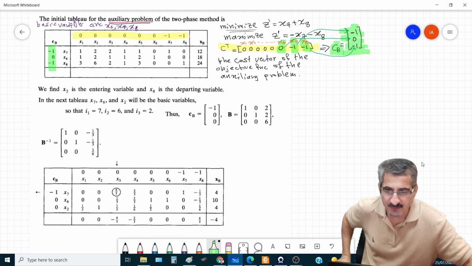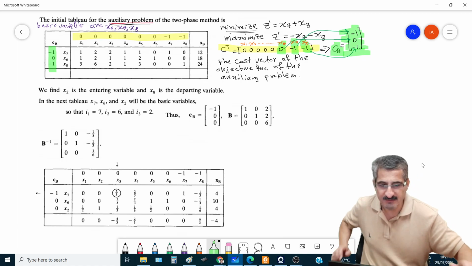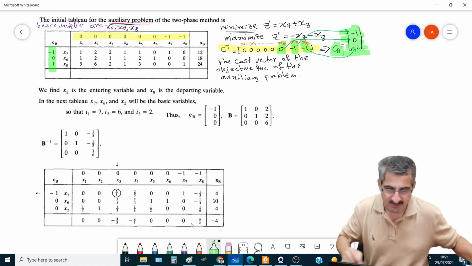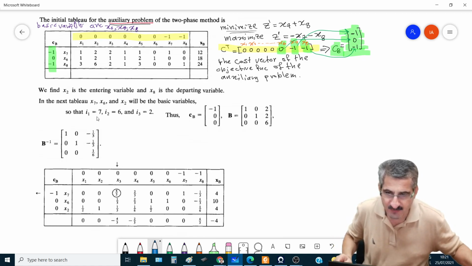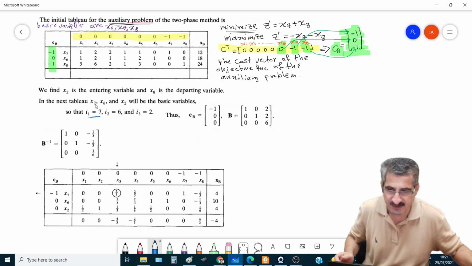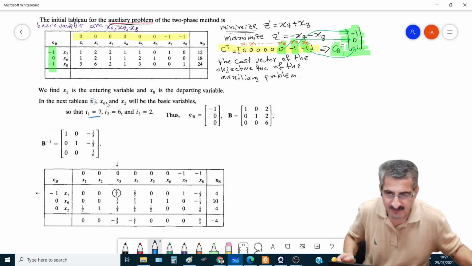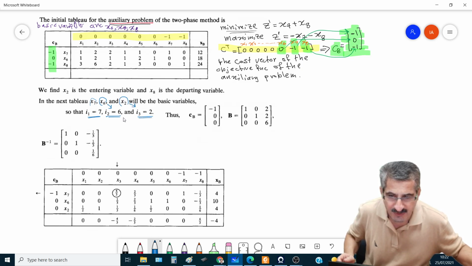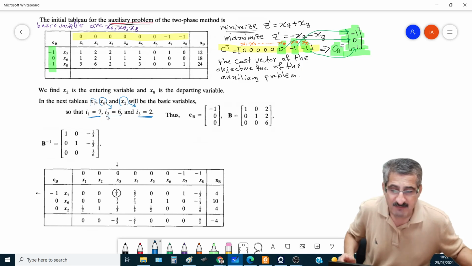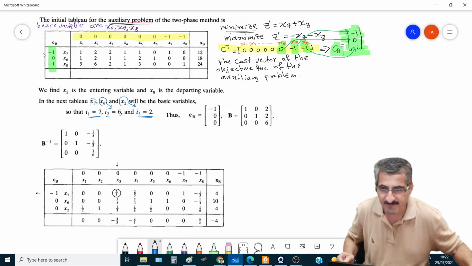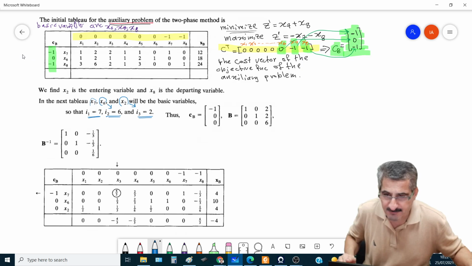Okay. Now, you remember how we get the matrix B? Now, the indices are I1 is 7 because this is x7. And because of x6, we get I2 is 6. And x2, we get I3 equals 2. Why are we doing so? Because we know that x8 will be leaving now.